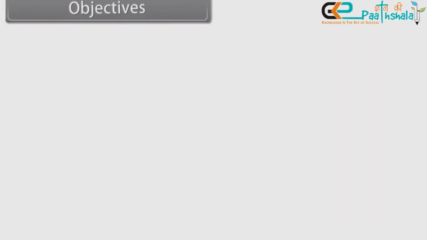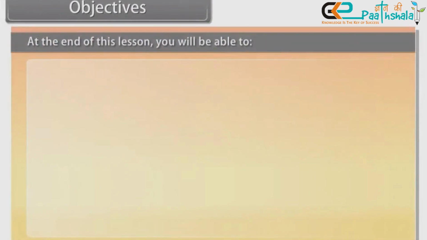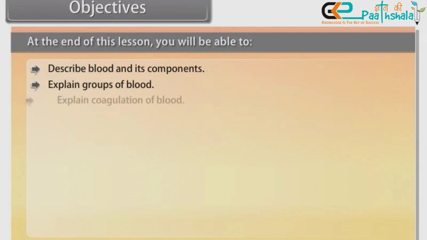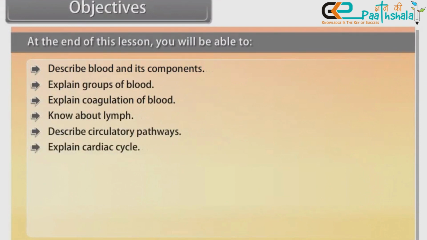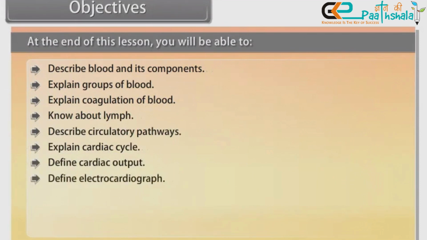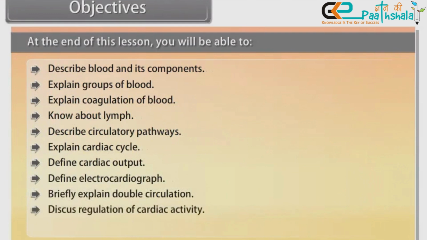Objectives. At the end of this lesson, you will be able to describe blood and its components, explain groups of blood, explain coagulation of blood, know about lymph, describe circulatory pathways, explain the cardiac cycle, define cardiac output, define electrocardiograph, briefly explain double circulation, discuss regulation of cardiac activity, and discuss disorders of the circulatory system.